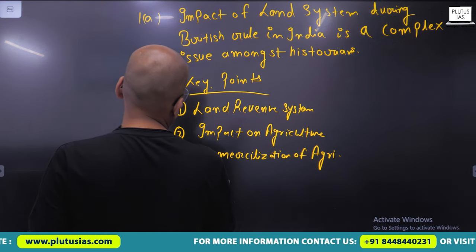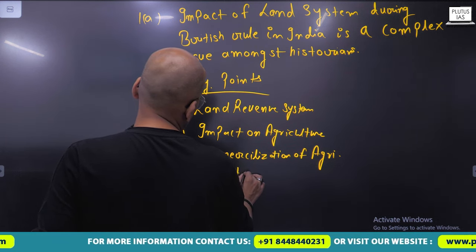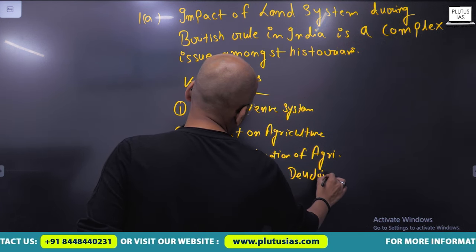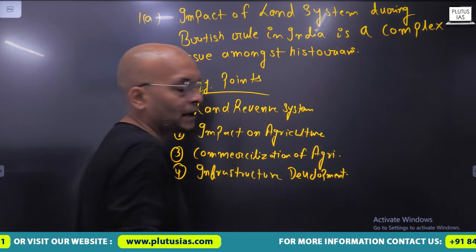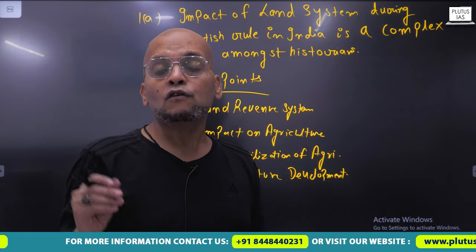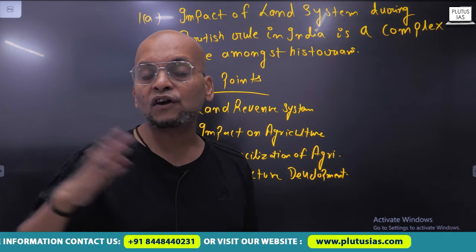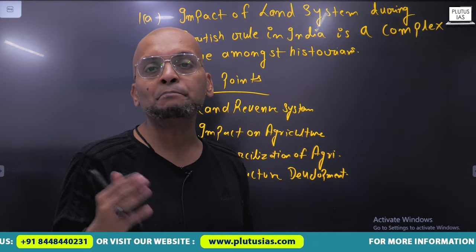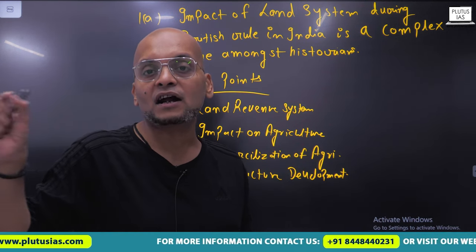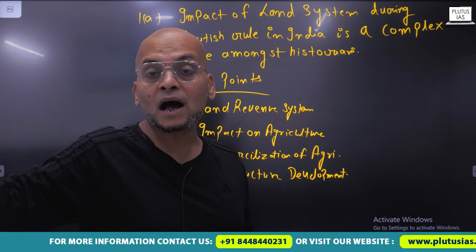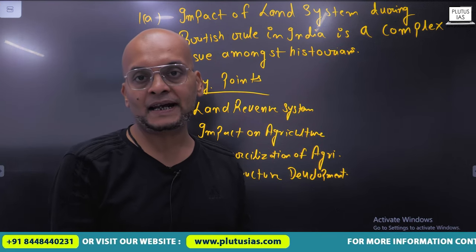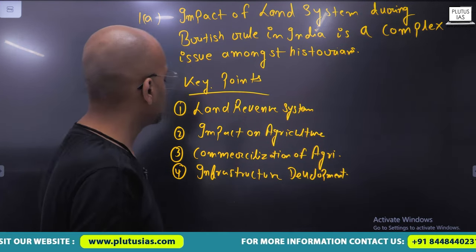Then infrastructure development. There was a sort of infrastructure development in the British era too, but that development was not for the benefit of India. For example, the introduction of trains in India was done with the sole purpose of transferring goods and crushing any mutiny, so that raw materials could easily be transferred from the farms to the ports and then shipped back to Britain. That was the purpose.